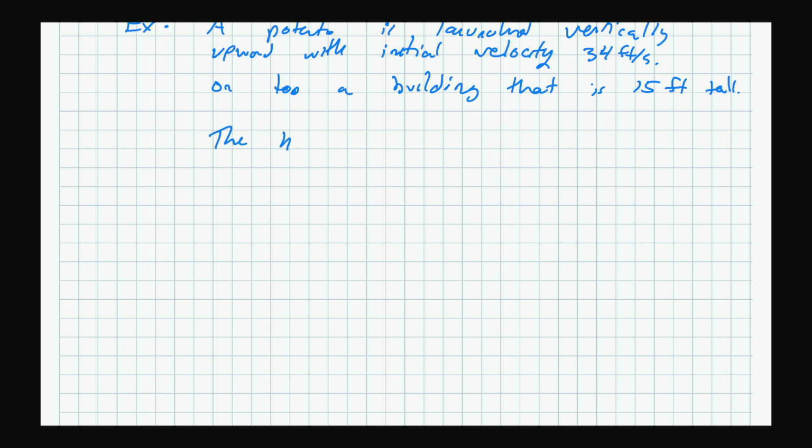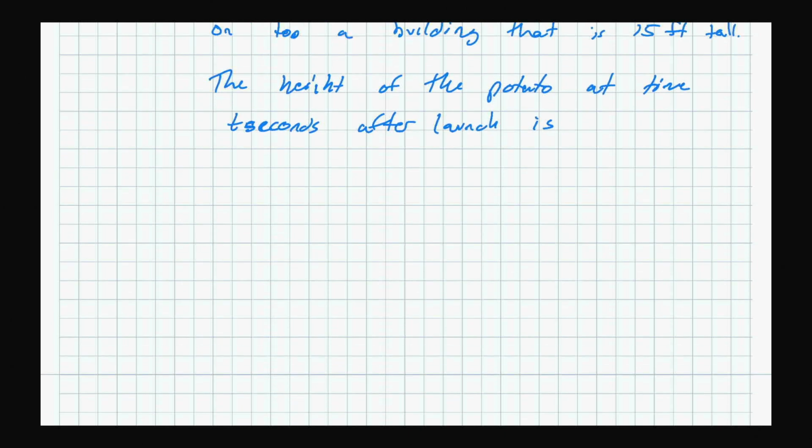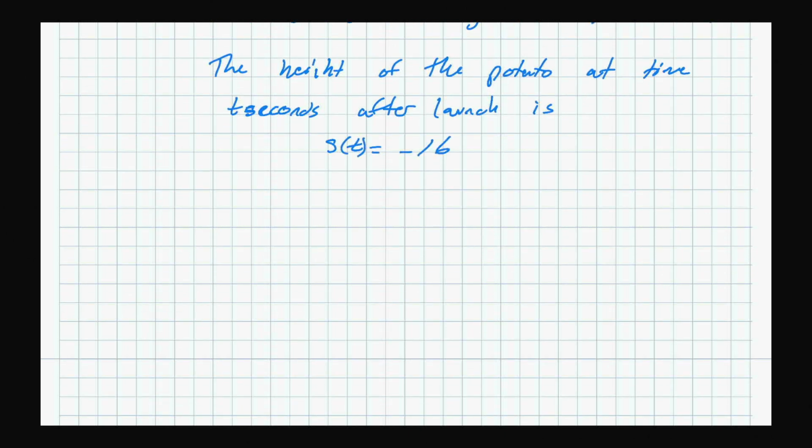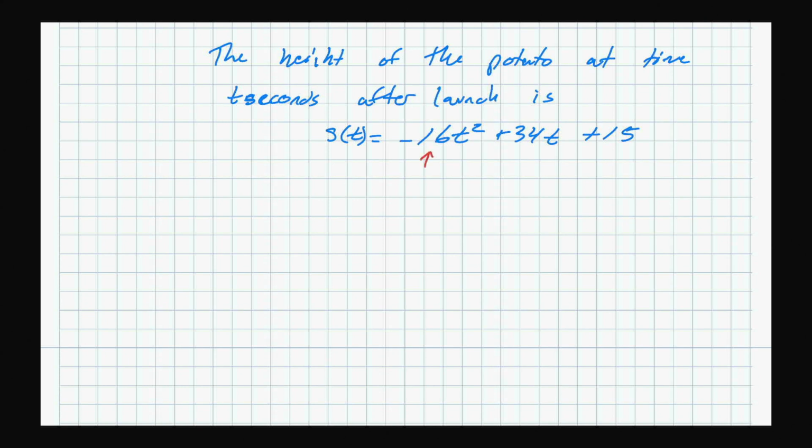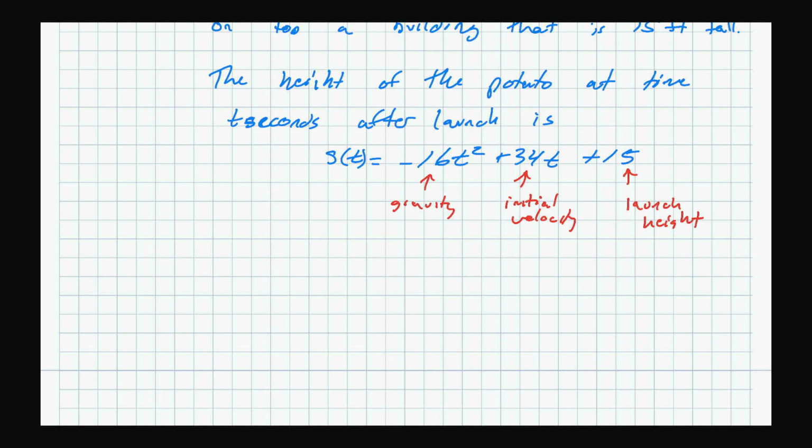So the height of the potato at time t, which is in seconds after the launch, is s of t equals negative 16t squared plus 34t plus 15. So again, we can just comment on this. This is from gravity. This was your initial velocity. And this was your building height. This is like the launch height, basically. So that's where the numbers come from. You can derive this equation. You don't have to know those facts, but for now I'm just noting them, that's why the numbers look familiar.